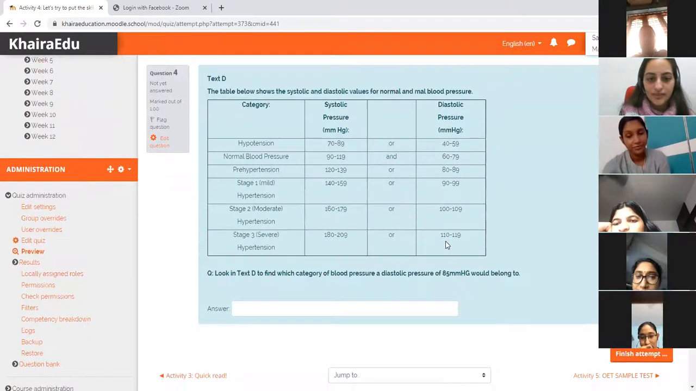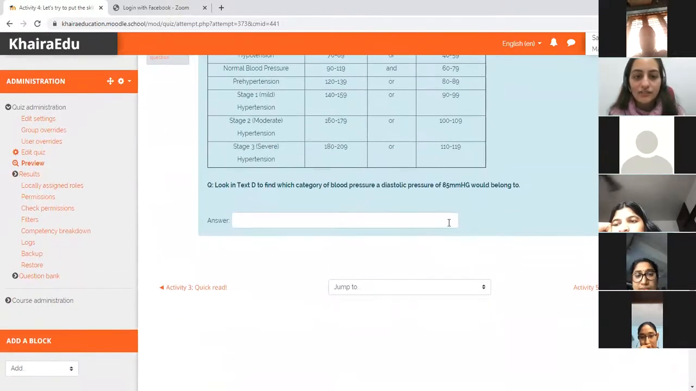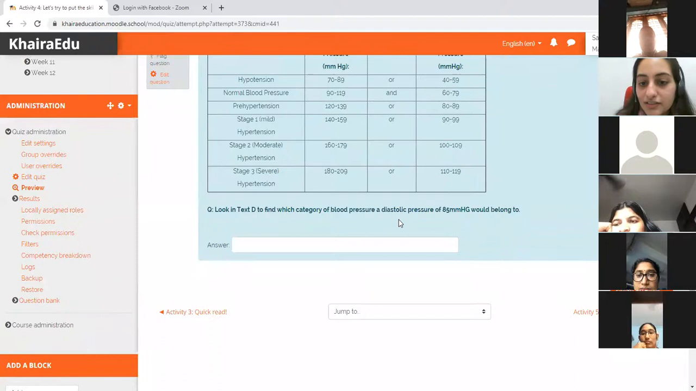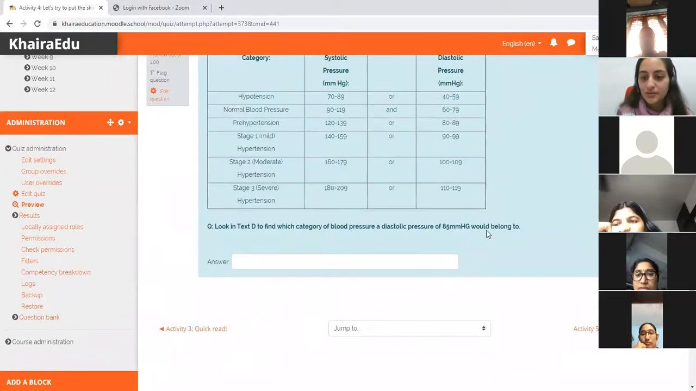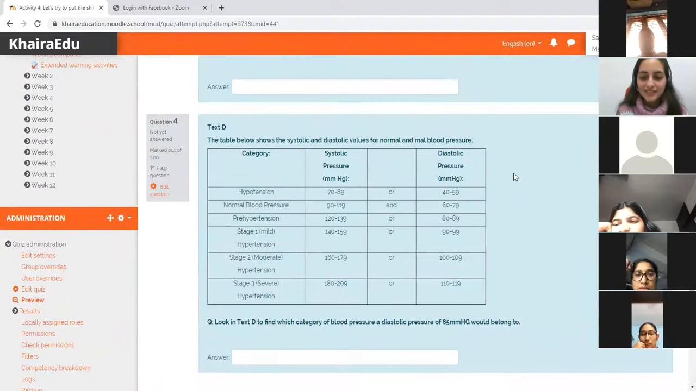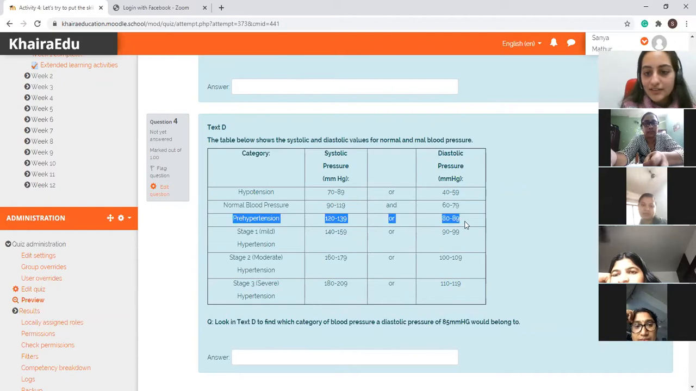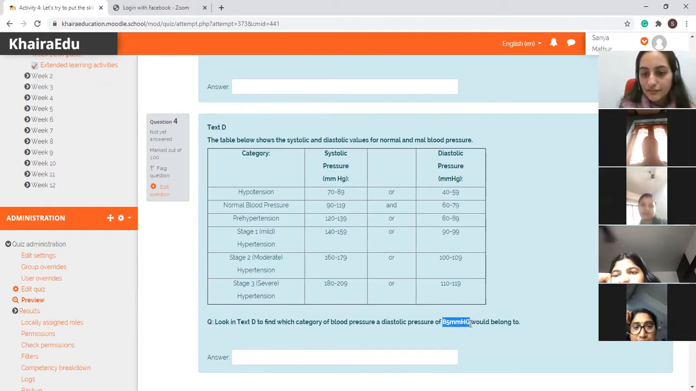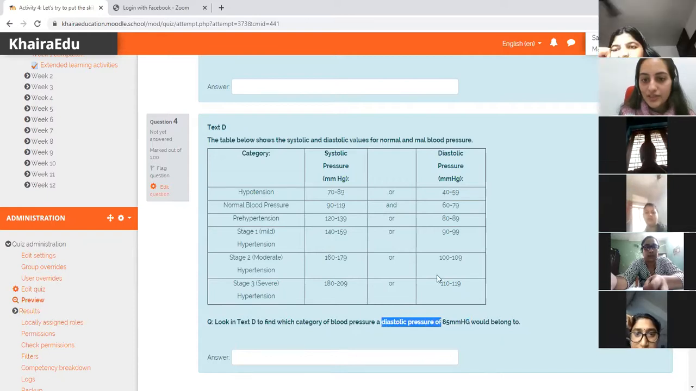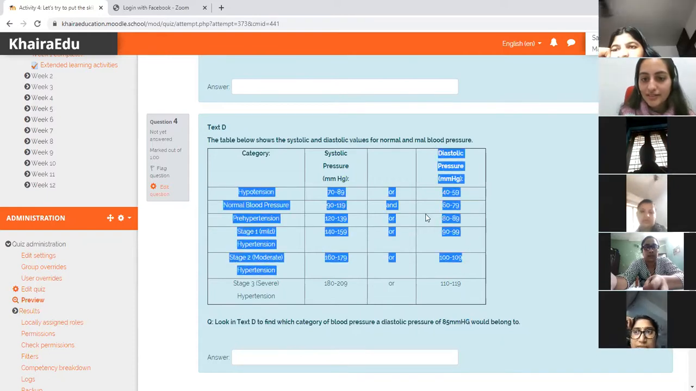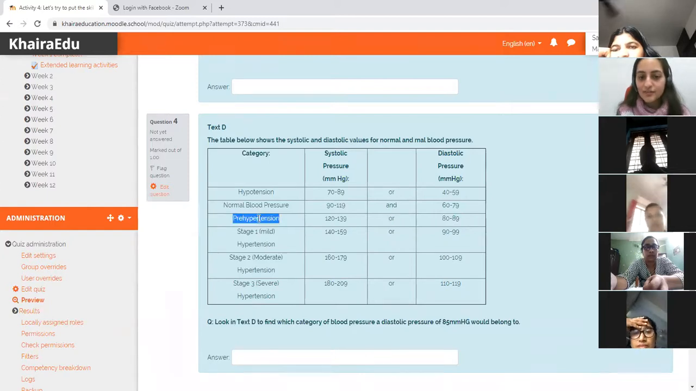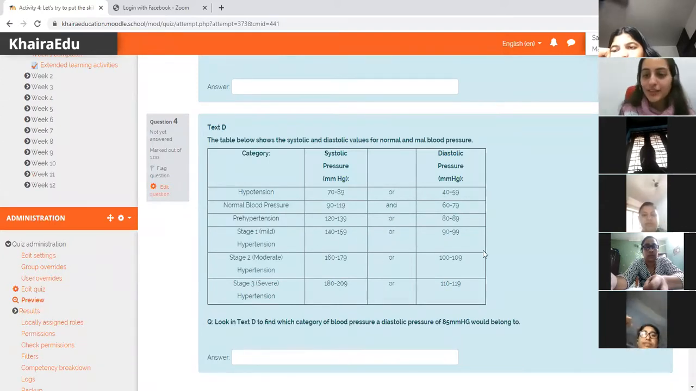Text D. So look in text D to find which category of blood pressure a diastolic pressure of 85 mmHg would belong to. So Marina, could you please answer this? Pre-hypertension. Did everyone have this answer? Yes, ma'am. Why? Because it falls in this category. It says category. 85, right? And diastolic pressure. So this and this. So that is why it is pre-hypertension. Right. Okay. So yes, this was the task.